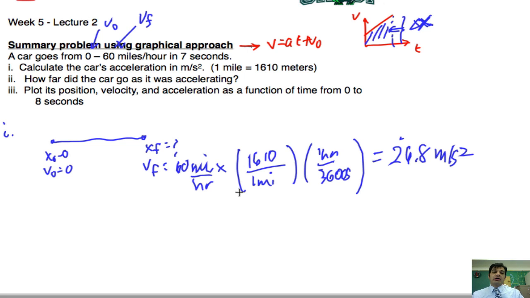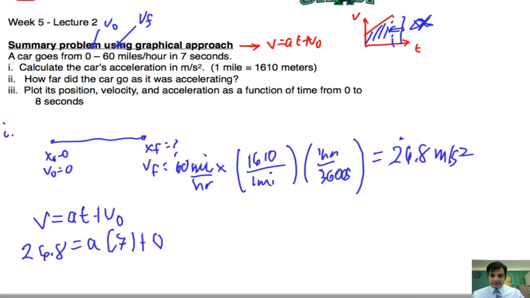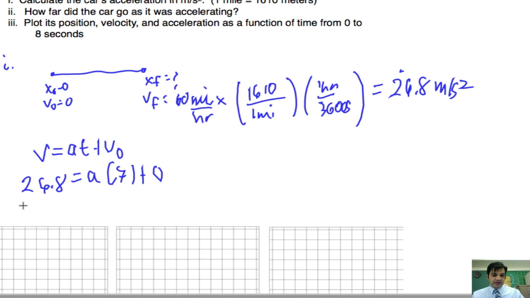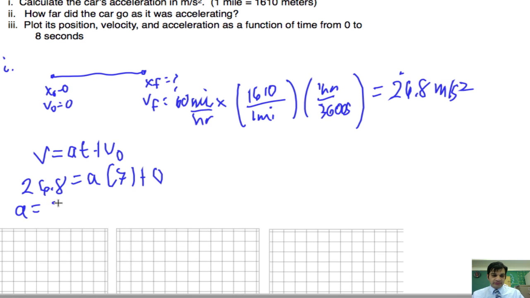Great. So now we have part one. We want to get the car's acceleration. So we use v equals at plus v naught. And we have 26.8 equals a times 7 plus 0. And so then when we do all this math, we end up getting that a equals 3.83 meters per second squared. I think we've actually done this one before in class, so this is a good little review for you. And we've got this as the velocity.